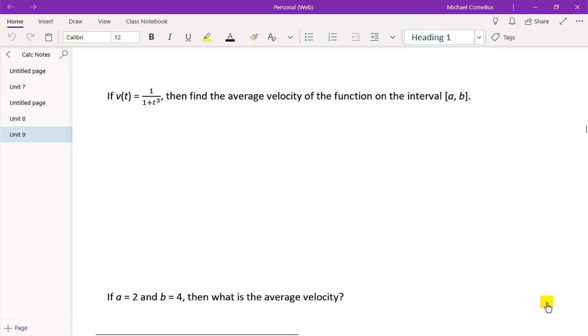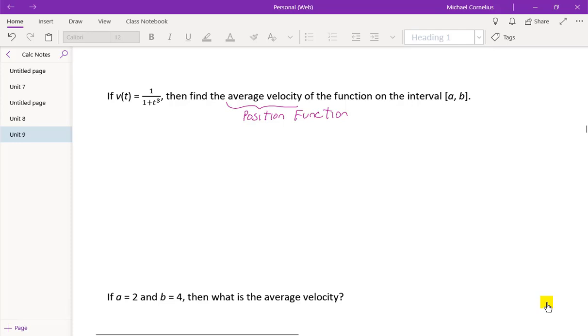All right, so we're back with our last one here. It says if v of t equals 1 over 1 plus t cubed, then find the average velocity of the function on the interval a to b. So again, when we talk about average velocity, average velocity is simply the position function. We talked about average velocity in our last unit, and we talked about average velocity being the integral. So let me actually write this out.